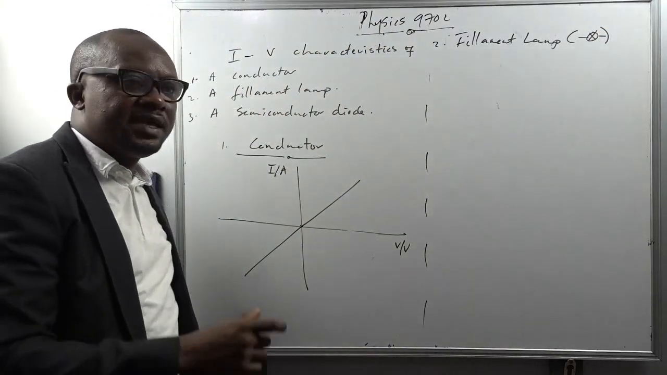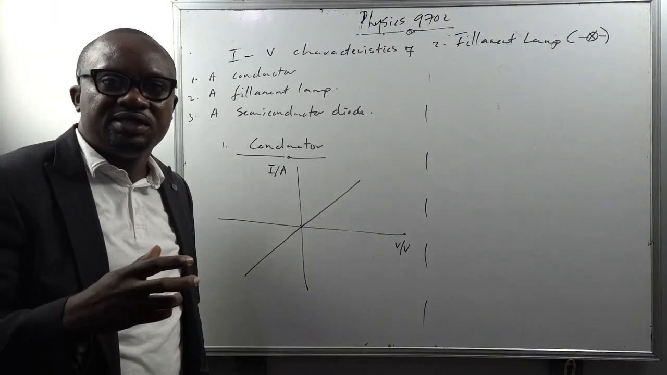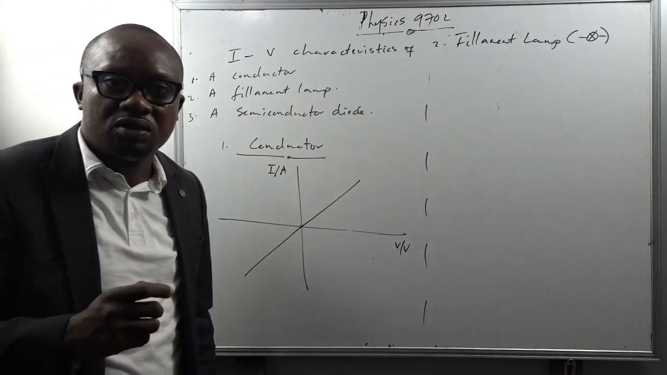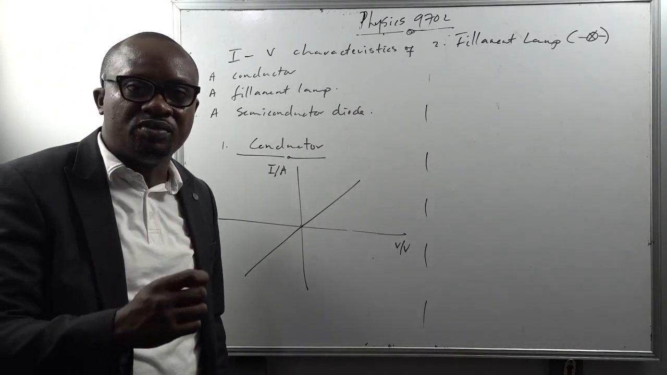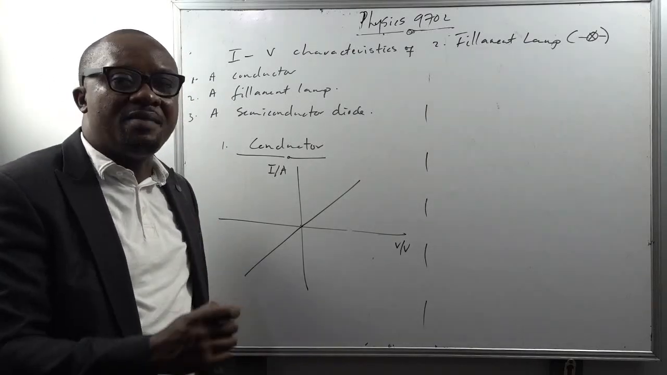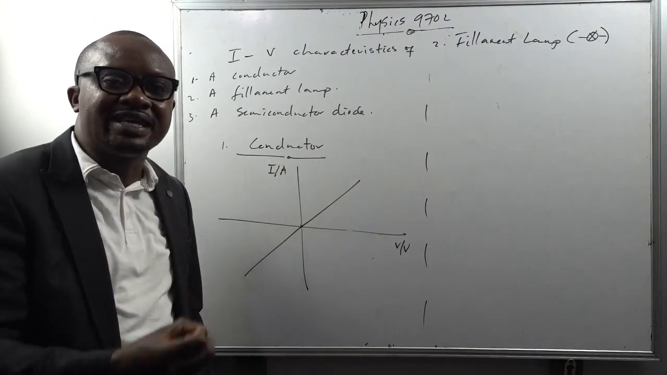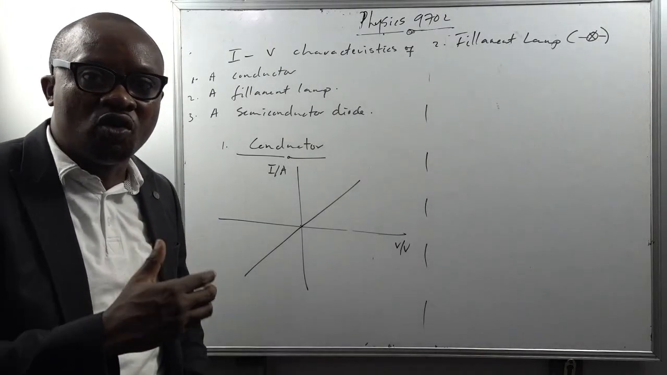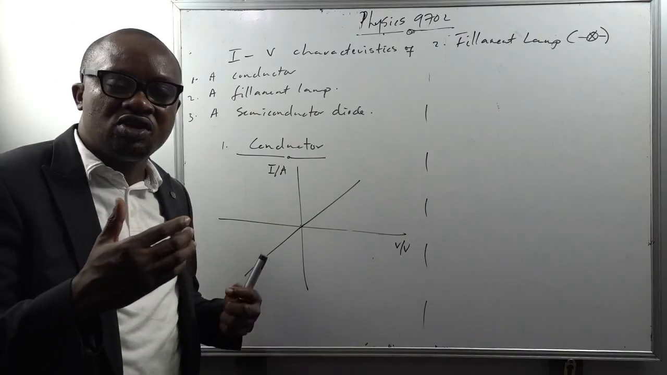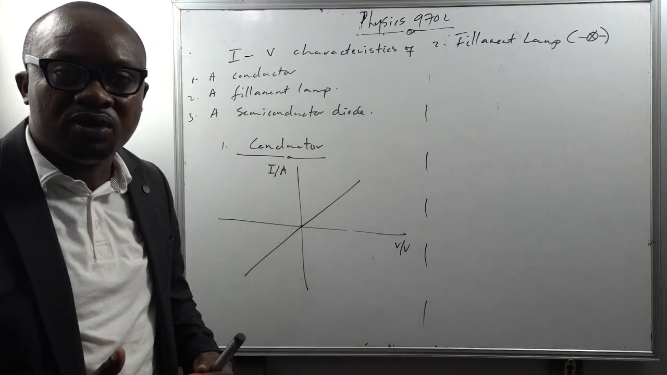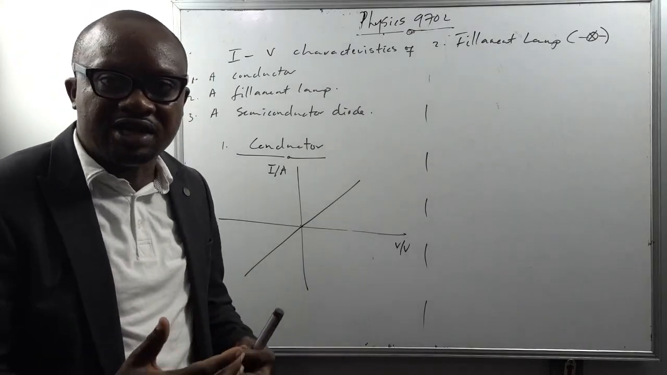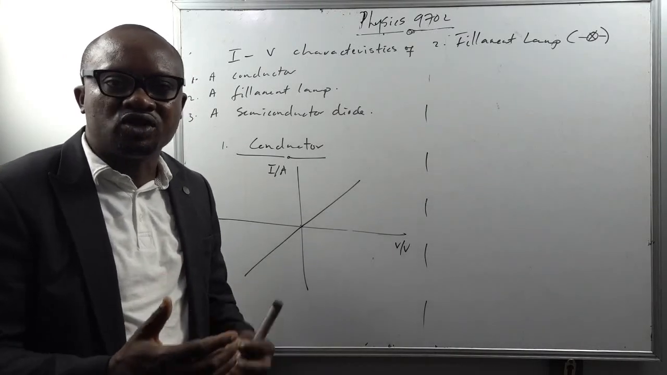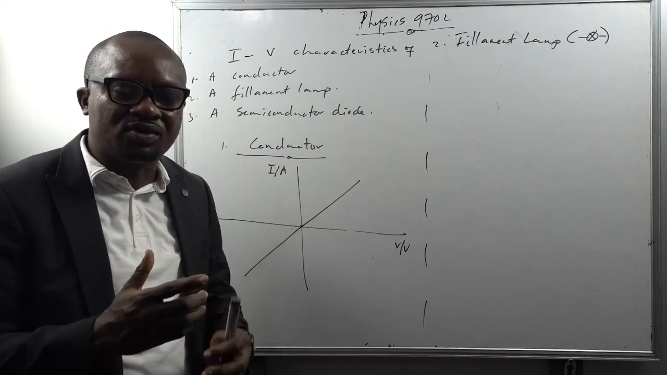Now, in a filament lamp, the change in temperature is considerable, which simply means that when a filament lamp is conducting, the increase in temperature will be significant. Therefore, a filament lamp will not obey Ohm's law. Because in order for Ohm's law to be applicable, the temperature should be kept constant. That is why Ohm's law states that the current flowing through a metallic conductor is directly proportional to the potential difference, provided the temperature is kept constant.